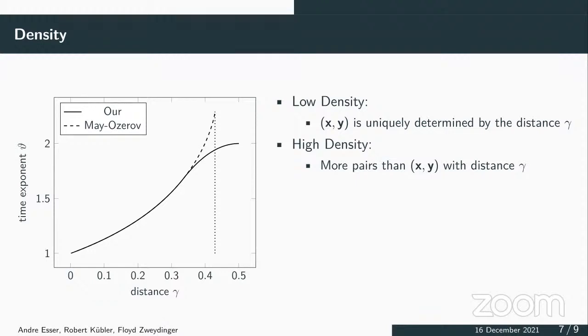So in general, you can separate this graph into two parts. The left one, which we call the low density part, in which our distinguished pair is uniquely determined by the relative distance gamma. And from the point where the two graphs separate to the right, we are in the so-called high density part, which means we have to enumerate every pair in our two lists with the same distance gamma as our distinguished one.